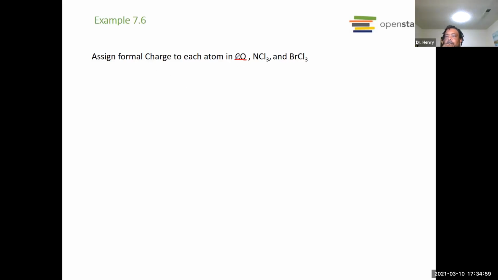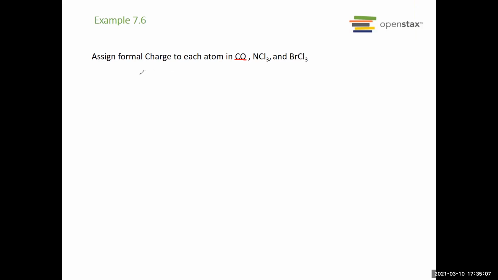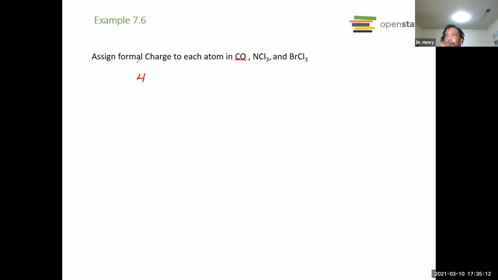So how many electrons does carbon have? Let's start off with carbon monoxide. How many valence electrons does carbon have? 4. So it's 4 valence electrons. And oxygen? 6. And it has 6 valence electrons. So altogether we have 10 electrons to work with.